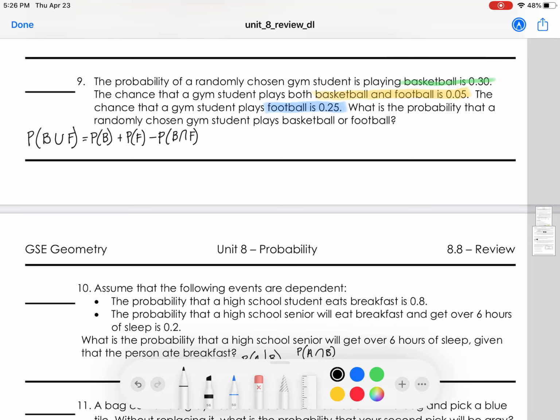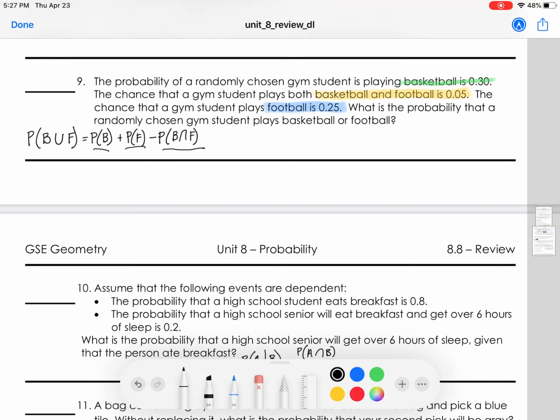Now, why I wrote the formula for the probability of basketball union football, that means one or the other or both, I am remembering that I need to add the probability of the two events individually and subtract the overlap, which we already kind of talked about in our previous discussion, the first video of problems 1 through 4 on this review.